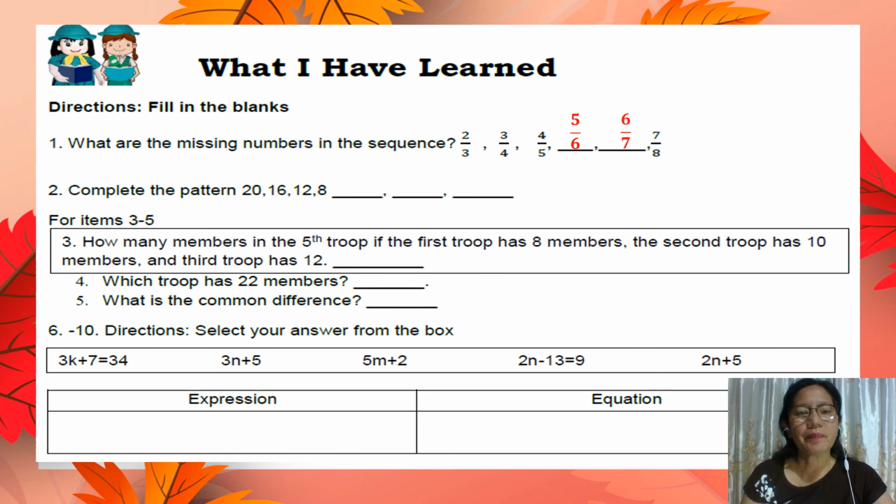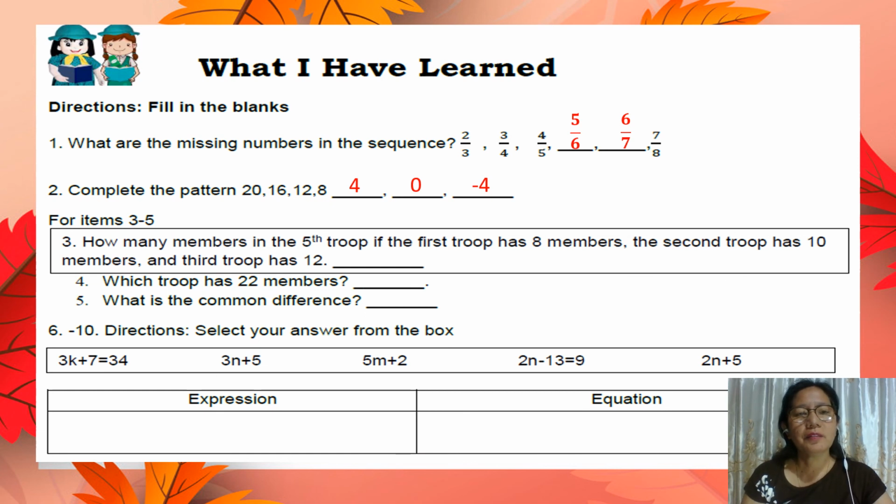Number 2, complete the pattern 20, 16, 12, and 8. Then as you can see, each number or each term decreased by 4. So 20 minus 4 is 16. 16 minus 4 is 12. 12 minus 4 is 8. So 8 minus 4 is 4. And 4 minus 4 is 0. And 0 minus 4 is negative 4.